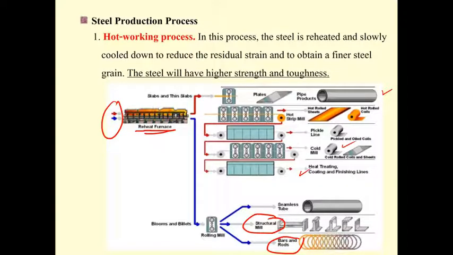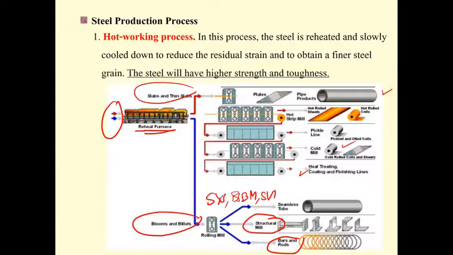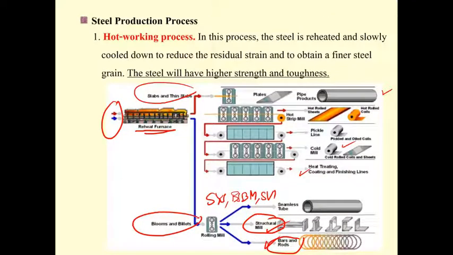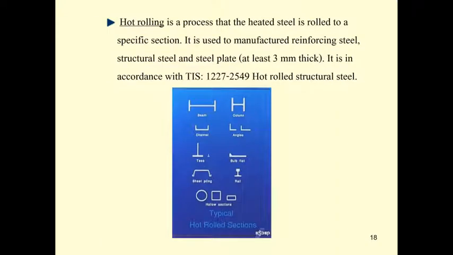Most of the time they have 2 things, the slab going this way and the bloom and billet going this way. Most of the Siam Yamato steel or the BSBM Bangsaphan Bar Mill or Saha Viriya, they can produce the structural section and the bar section. In the hot rolling process, after you reheat it and control how it cools, you make the steel stronger and tougher by reducing the residual stress and getting the finer steel grain.